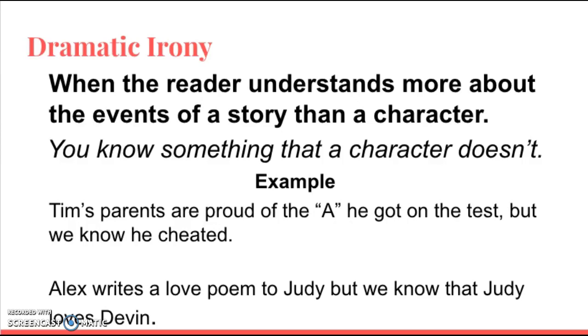If you have a character like Alex writes a love poem to Judy, but we know that Judy loves Devin. Where you see one character pining for another character, but we know that character actually loves somebody else. So again, the audience knows more than the characters or a character knows. So the expectations of what will happen for that character are different in the audience versus in the play or the work of fiction.